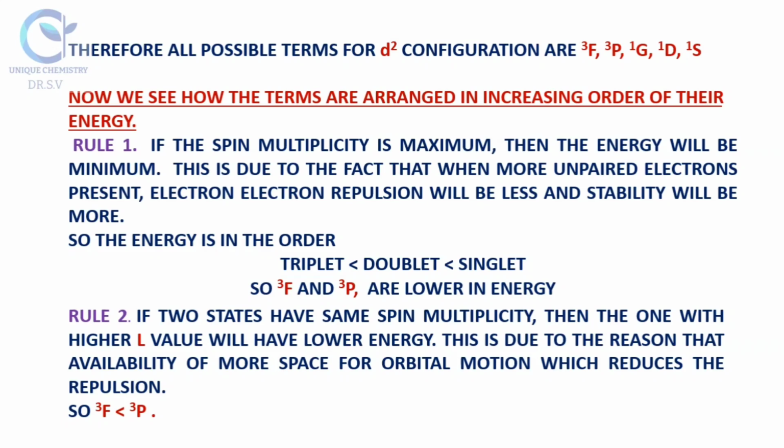Then rule 2: if 2 states have the same spin multiplicity, then the one with higher L value will have lower energy. This is due to the availability of more space for orbital motion, which reduces the repulsion. So triplet F, because F is a higher L value than P; the L value for F is 3 and the L value for P is 1. So triplet F is lower in energy than triplet P.